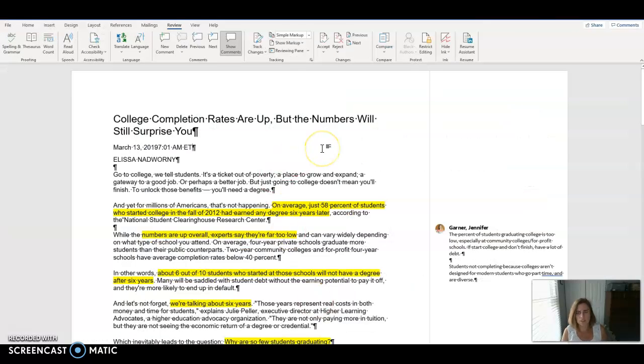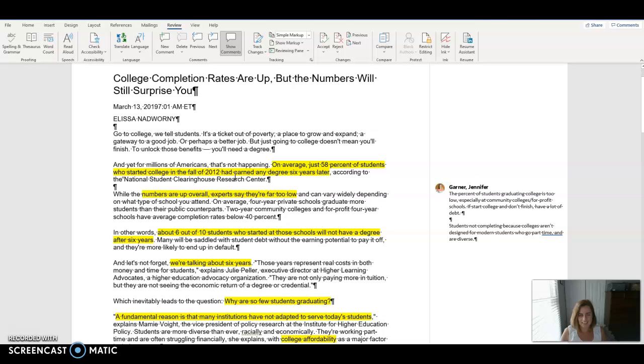This is an article that we're going to be reading for this unit. It's called College Completion Rates Are Up, but the Numbers Will Surprise You. I asked you to read this, and I'm going to have you write a response to it, so that's something to consider while you're reading it. And then later in the semester, we're going to be talking about diverse groups and how successful they are in college. So this article will hopefully get you thinking about college success and who is really being successful in college. So you can see I've started to highlight and annotate this article.